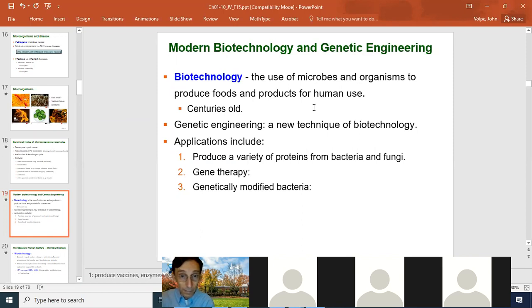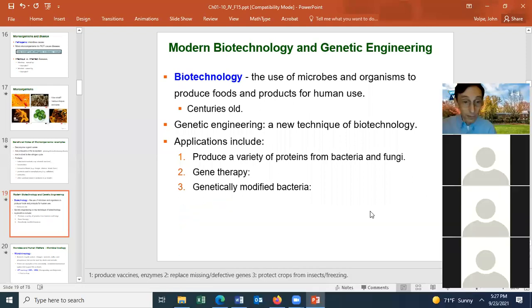And then you say, well, I thought biotechnology was using, I don't know, modern technology in a lab to make things. That's actually genetic engineering, a new technique of biotechnology. Applications of genetic engineering include producing a variety of proteins from bacteria and fungi, such as making vaccines and enzymes in a microbe.